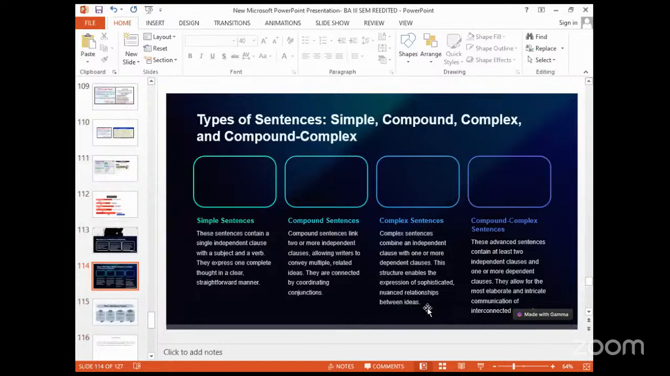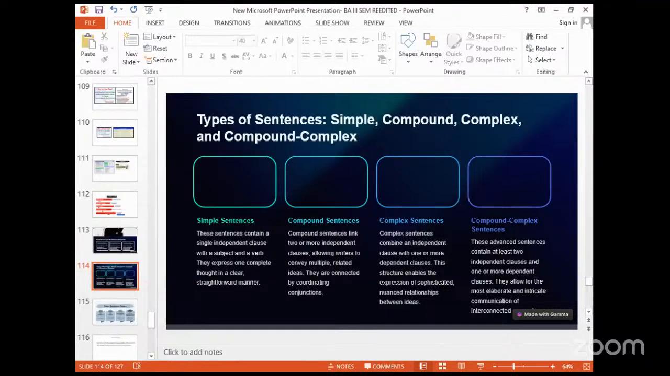Okay, I just want to give you some information about types of sentences. I did mention it, but I think I haven't given a detailed explanation about this. Simple, compound, complex, and compound-complex. Whereas in your textbook, I think we are discussing only three, that is simple, complex, and compound. Right? So simple sentences contain a single independent clause with the subject and the verb, and express one complete thought in a clear, straightforward manner.